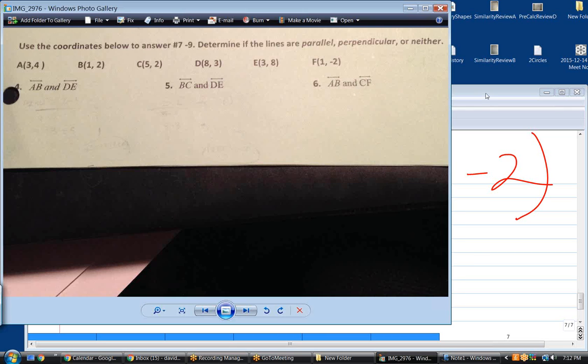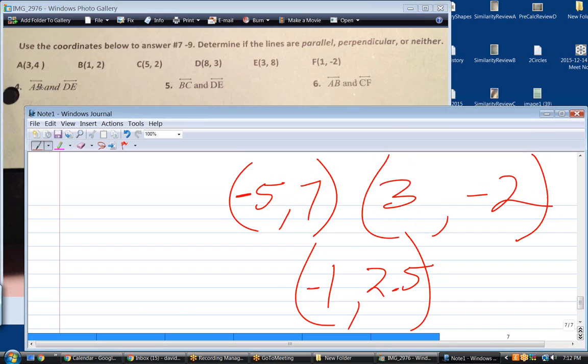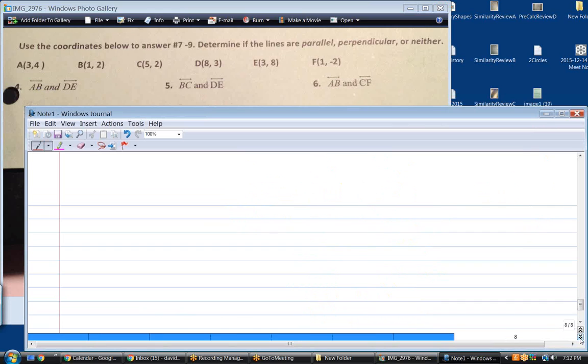All right. To answer this question, we need to figure out the slopes of each of these lines they're talking about. So let's talk about AB. What is the slope of AB? We'll write it like that. So would that again be rise over run? Yep.